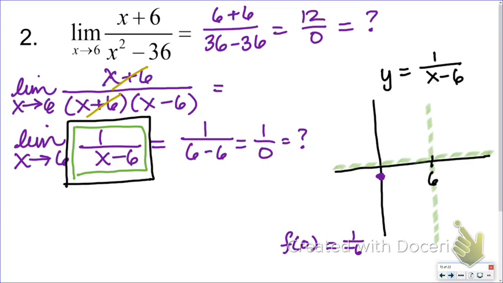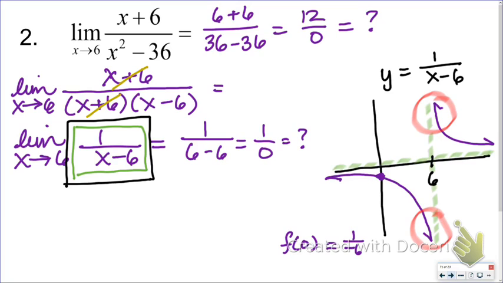So I know my graph is going to go through that point, and based on what I know about inverse functions, I can see that the graph looks like that. Okay, now, what is going on around 6? Well, we have two regions to look at here. We have this region and this region. This here is where x is greater than 6.